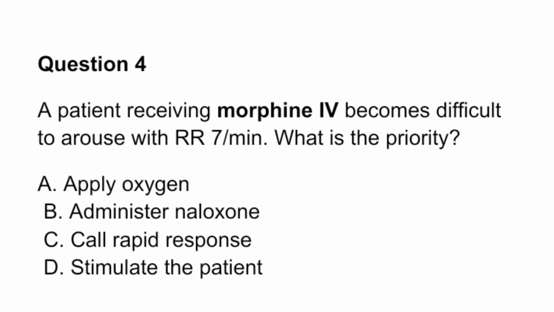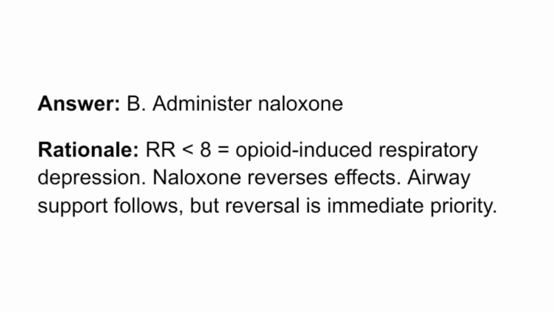Question 4. A patient receiving morphine IV becomes difficult to arouse with RR 7 per minute. What is the priority? A. Apply oxygen. B. Administer naloxone. C. Call rapid response. D. Stimulate the patient. Answer: B. Administer naloxone. Rationale: RR less than 8 equals opioid-induced respiratory depression. Naloxone reverses effects. Airway support follows, but reversal is immediate priority.